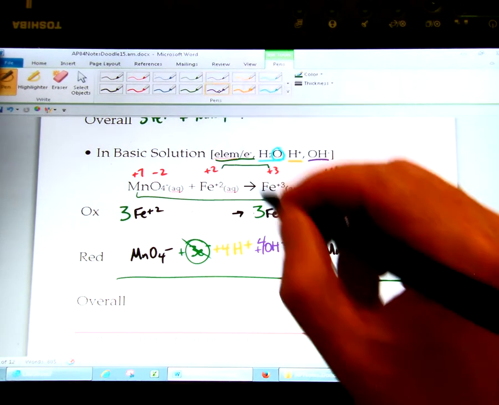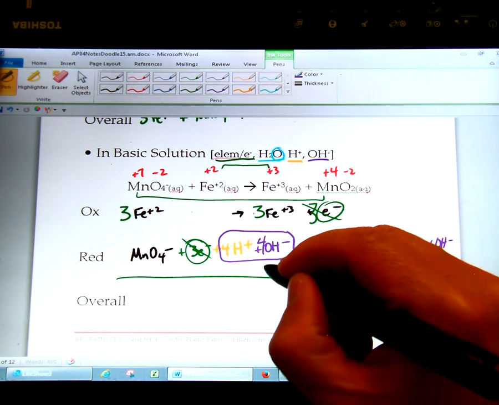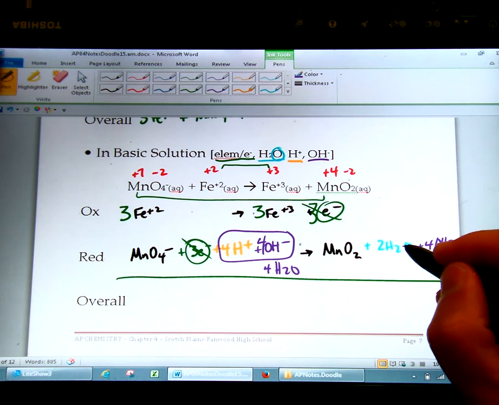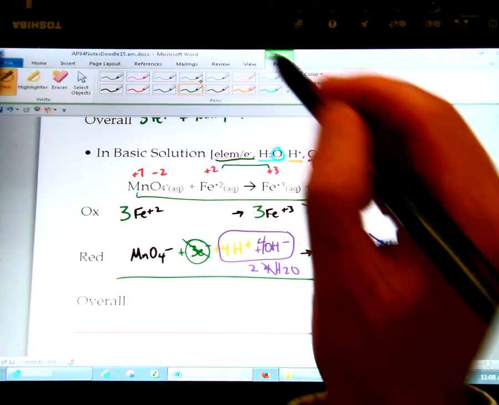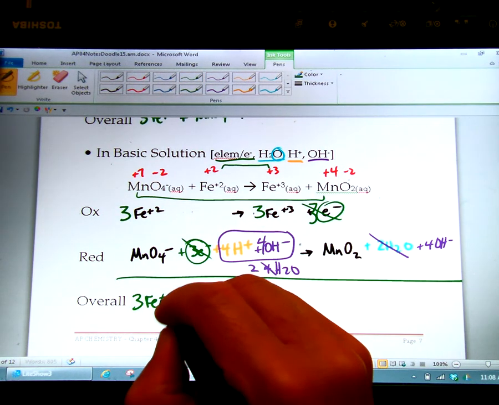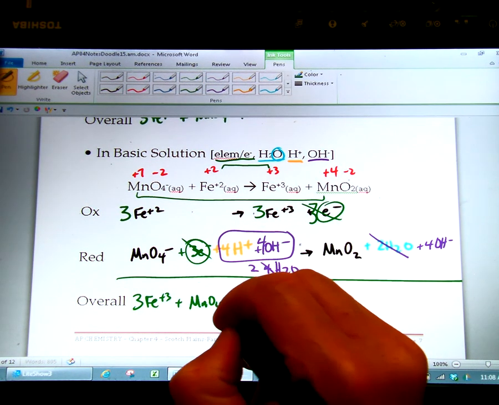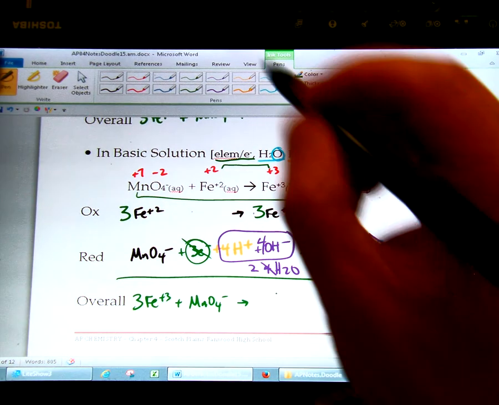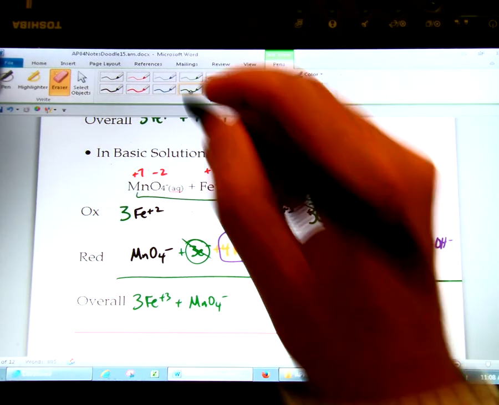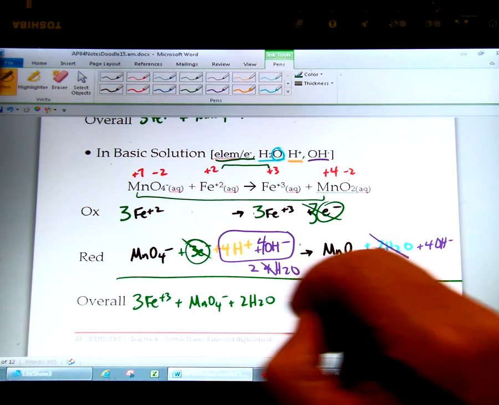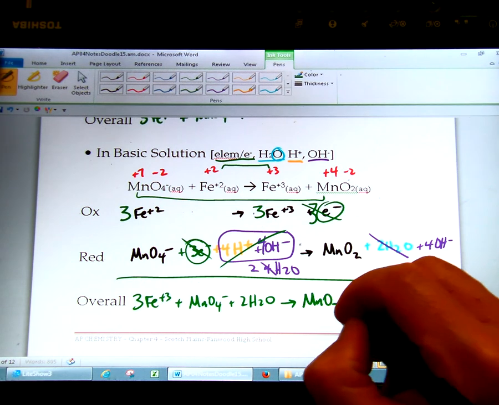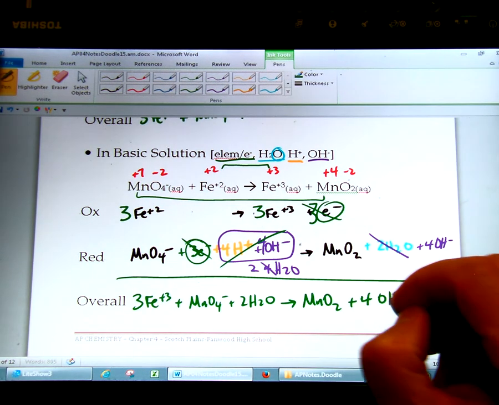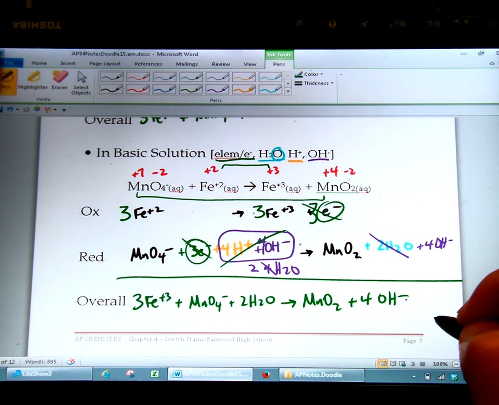Let's remember what we did last time, that 4 H pluses and 4 OH minuses make 4 waters. And if I have 2 waters and 4 waters, I can get rid of this one and turn it into a 2. And then when I write my final answer, I'm going to have 3 Fe 3 pluses plus MnO4 minus plus 2 waters. And that's going to yield, because I'm done with that, MnO2 plus 4 OH minuses. And this is the exact same answer as we had on the page before with the shortcut method. So it gives you the same answer.